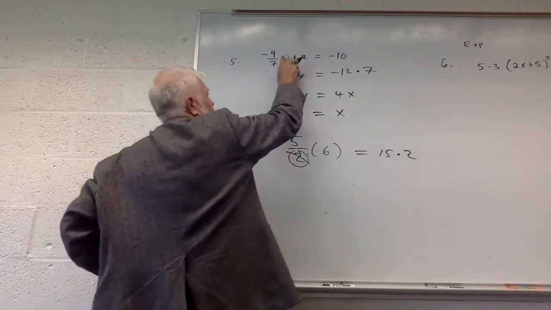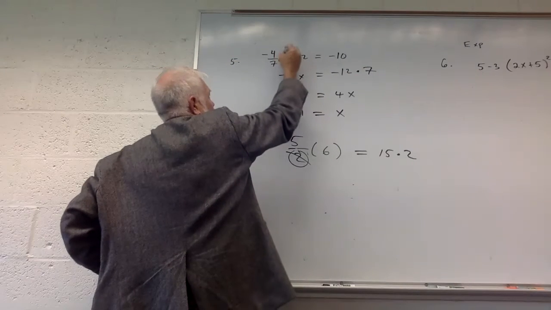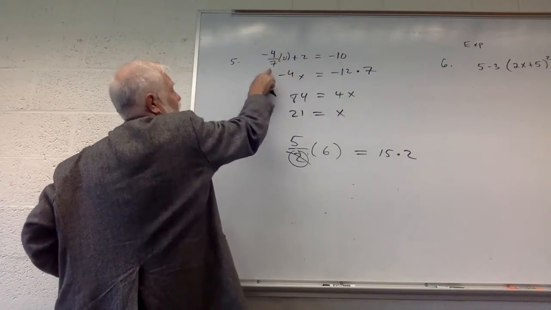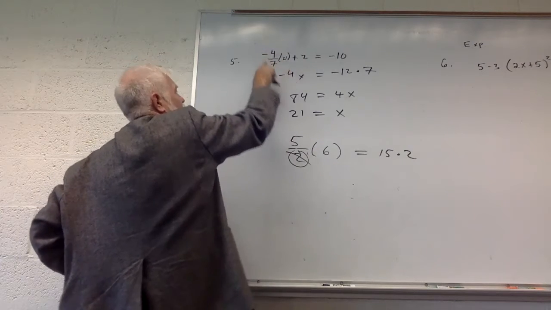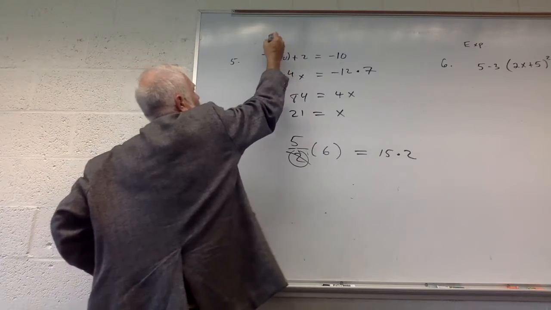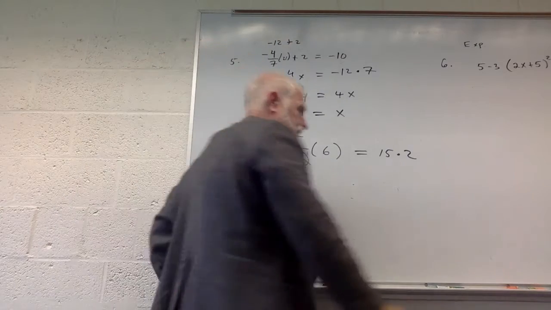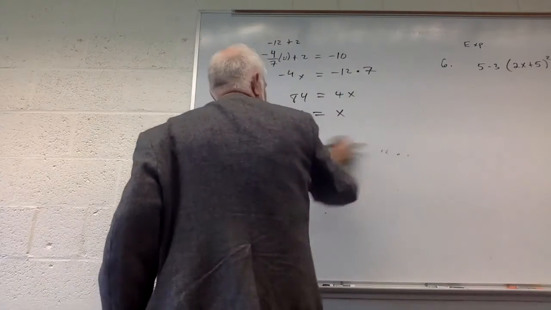Let's put 21 in. Well, I know 7 goes into 21. I could multiply and then divide, but I'm going to divide and then multiply. 3 times -4. Oh, there's our -12 plus 2. It works. So let's do those using inverse operations.